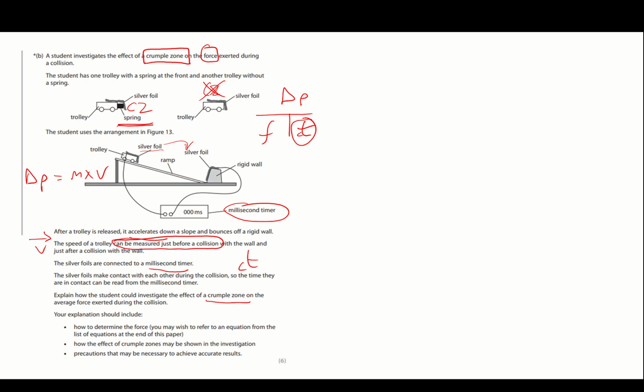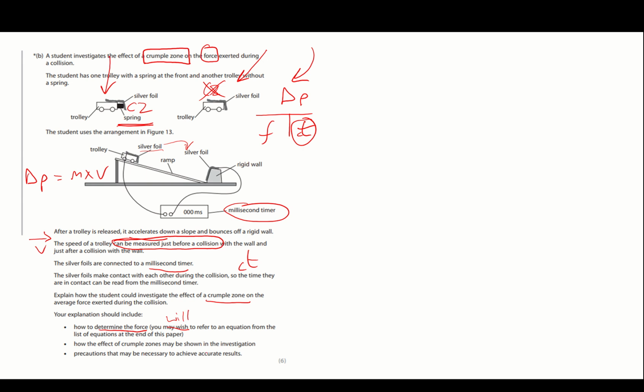So clearly the question is, how can I tell that the force with a spring, or with a crumple zone, is different to that? The obvious answer is, run the one with the spring 3 times down the ramp and collect your results. Do the same with the trolley 3 times down the ramp without a spring, and then we're good to go. So we need to show how we're going to determine force. It's going to be using that equation, the one at the back of your booklet. You may wish to refer to an equation. That's you will.